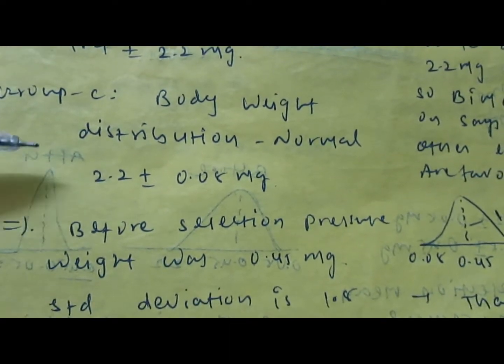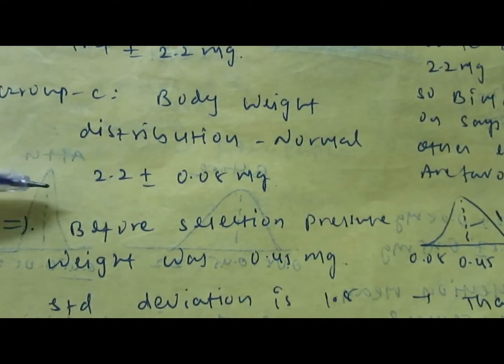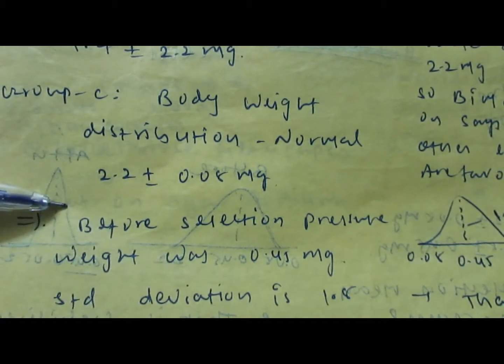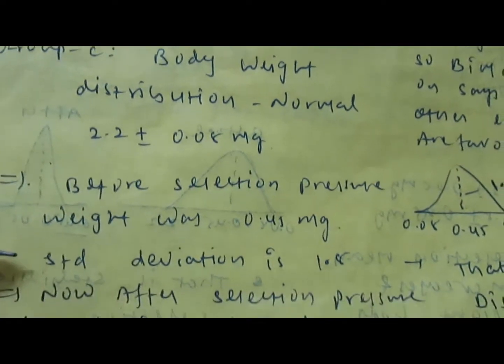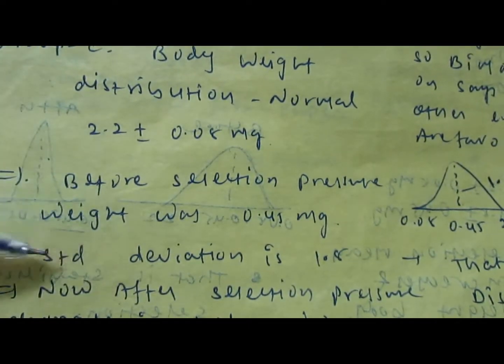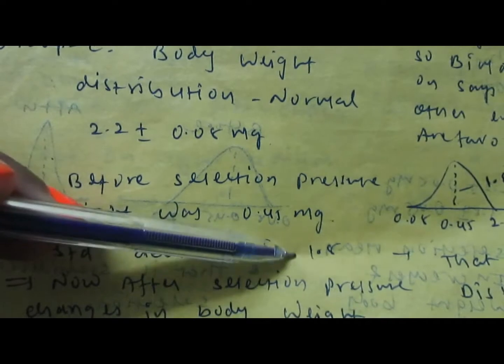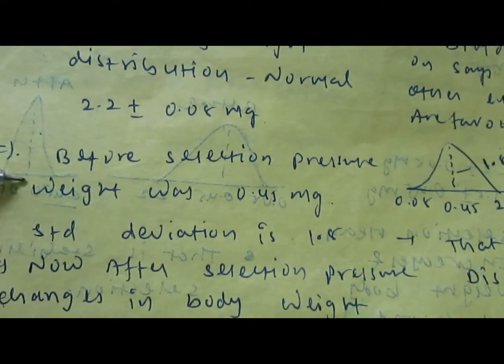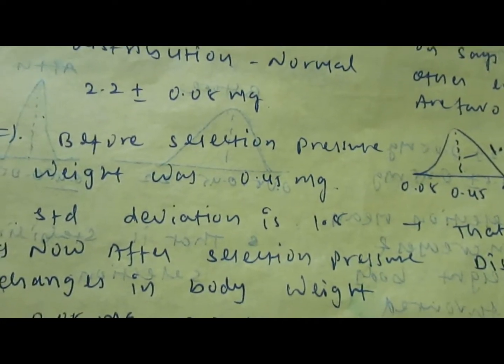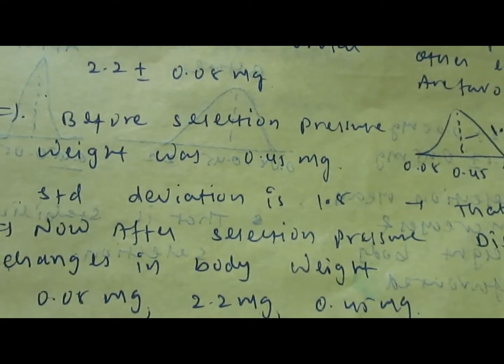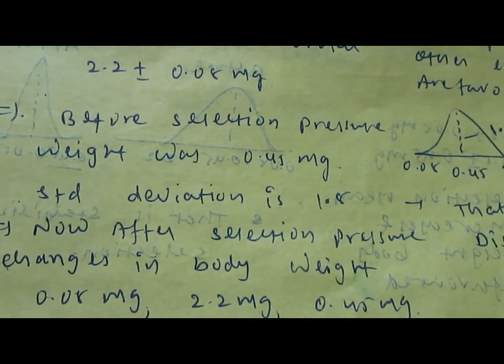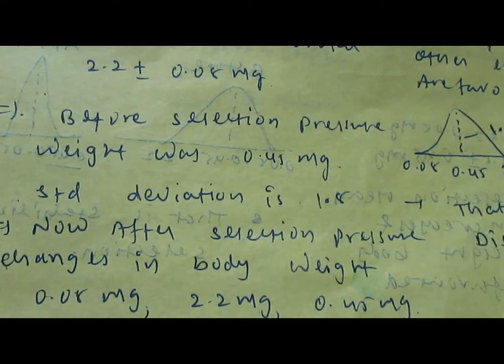So here what they suggest is that before selection pressure, that means before natural selection, the body weight was 0.45 mg, the standard deviation, and the mean value is 1.8. Okay, and now after selection pressure, many generations of Drosophila will pass, and the body weight changes, and three different weights in group A, B and C are taken. Okay, that is 0.08 milligram, 2.2 milligram and 0.45 milligram.